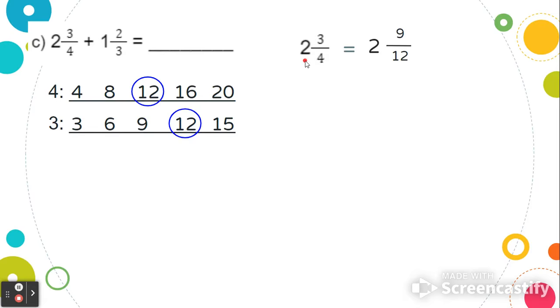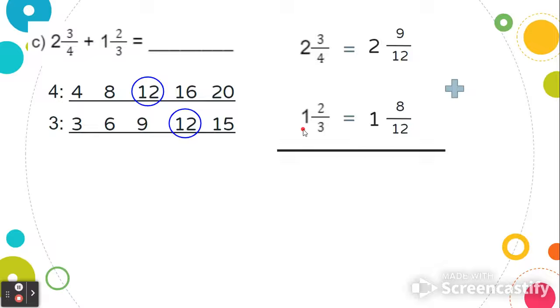Let's do the same with 1 and 2/3. Again, we're going to rewrite this as 12ths because we circled the number 12 in both of our lists. Let's think, what do we multiply by 3 to get to 12? Well, 3 times 4 equals 12. So we're going to multiply the numerator by 4. 2 times 4 is 8. The whole number 1 in front stays the same.